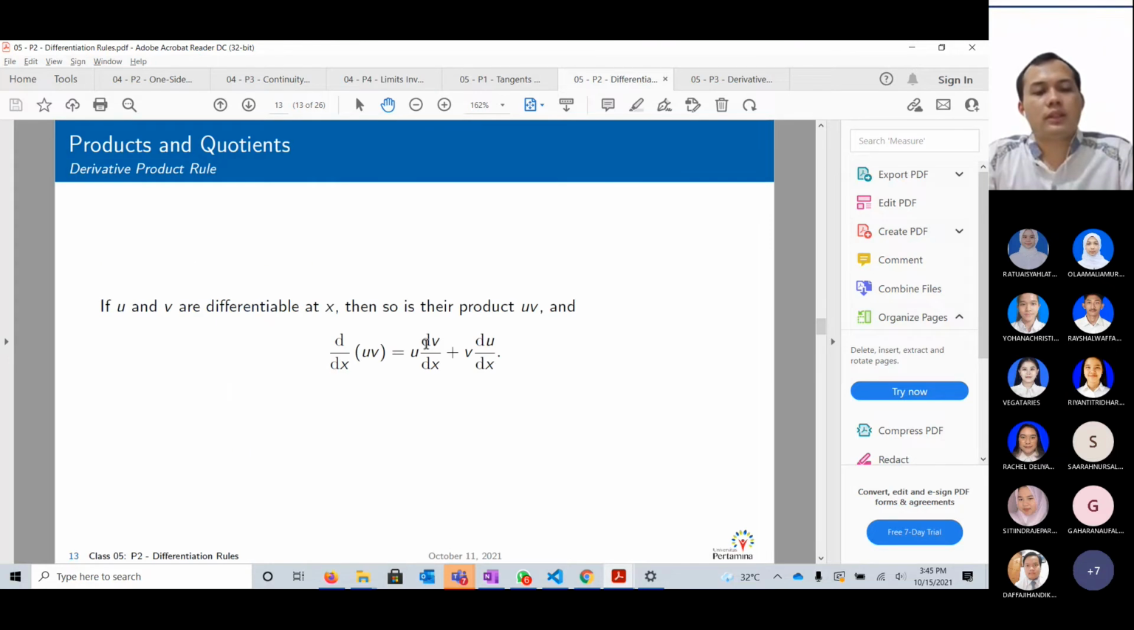Next is the products and quotient. So if we have U and V as two different functions, jadi kalau kita punya perkalian U kali V, turunannya adalah U V aksen tambah V U aksen.